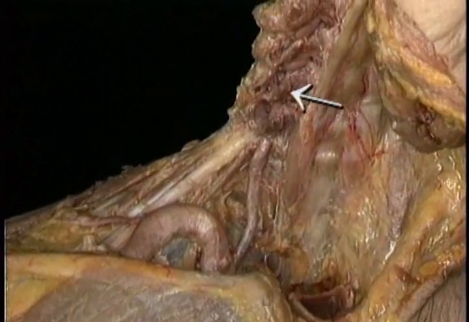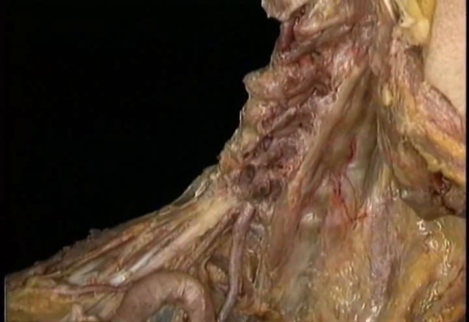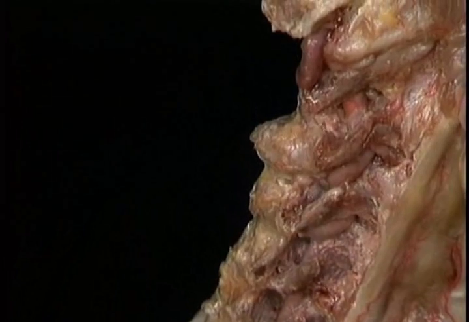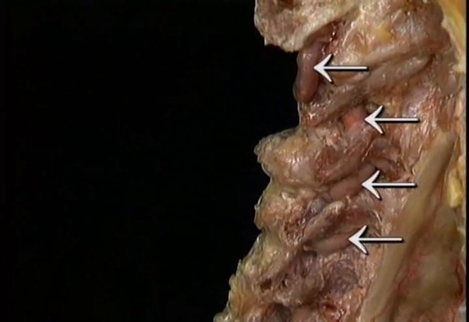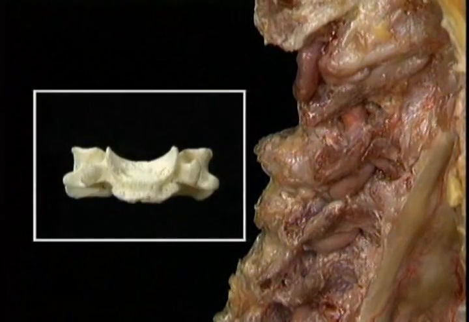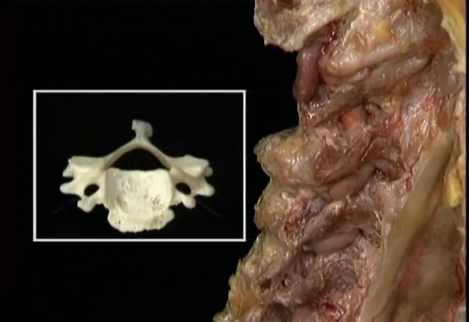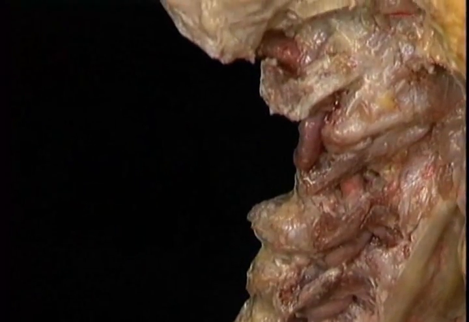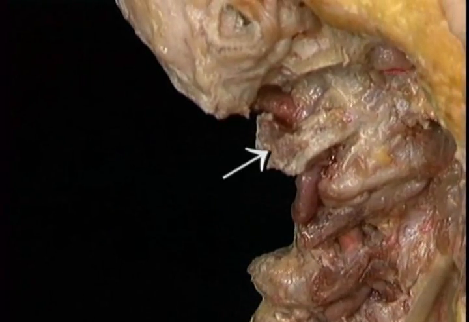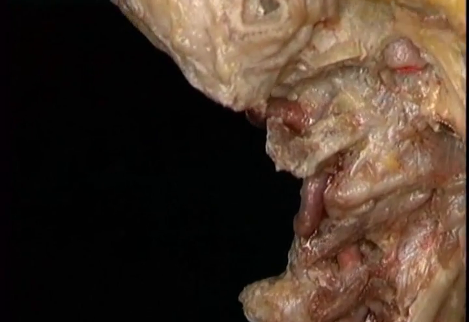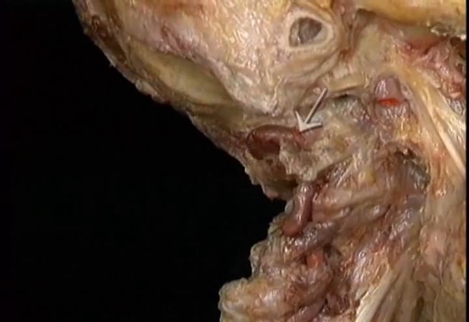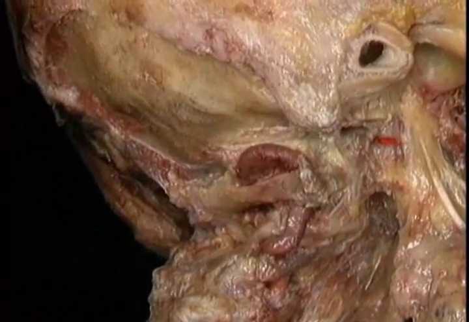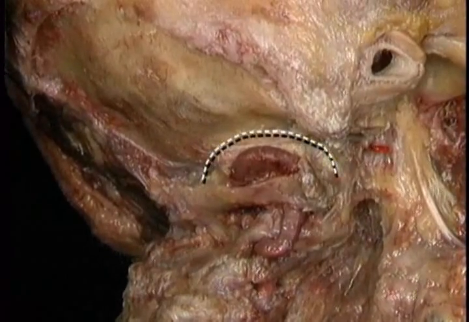The vertebral artery runs upwards through the transverse processes of the upper six cervical vertebrae. Here's the vertebral artery. The two vertebral arteries pass through these openings in each vertebra. After passing through the transverse process of the atlas, the artery turns backwards and then medially to pass through the atlanto-occipital membrane and the dura just below the foramen magnum, which is here.